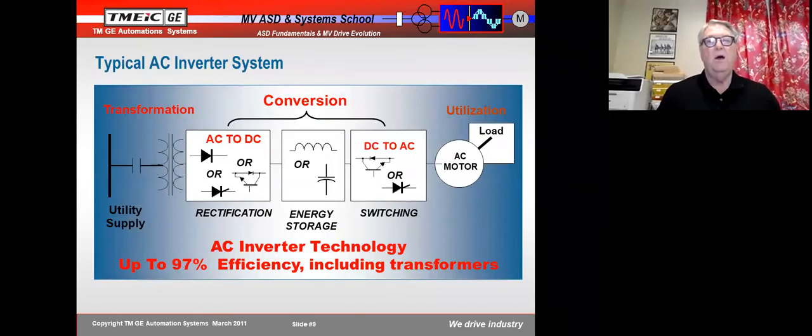Now, this is how pretty much all drives are built, with the exception of maybe one or a couple of them, like cycloconverters and so on. We have a converter that converts AC to DC, we have a DC bus, and then we have an inverter that converts the DC to AC. The converter can use either diodes, SCRs, or IGBTs. We'll talk about that soon.